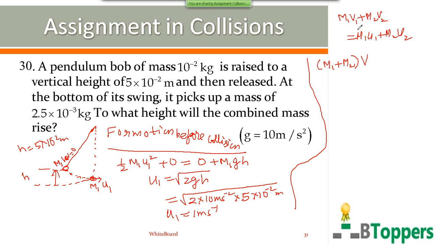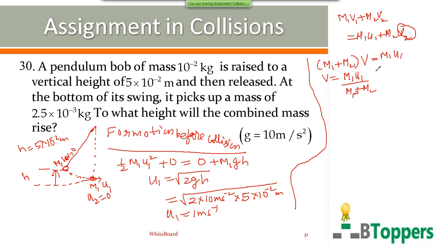So I can write v1 equal to V, v2 equal to V. So momentum after collision, that is m1 V plus m2 V, can be written as m1 u1, because u2 is 0 here. The second particle is initially at rest. So the velocity of the combined mass just after collision at the lowest position will be m1 u1 divided by m1 plus m2.